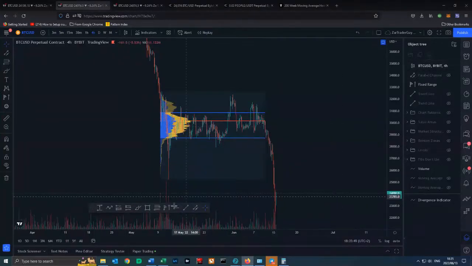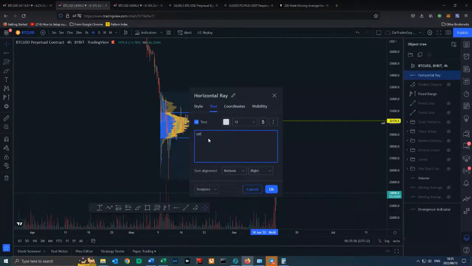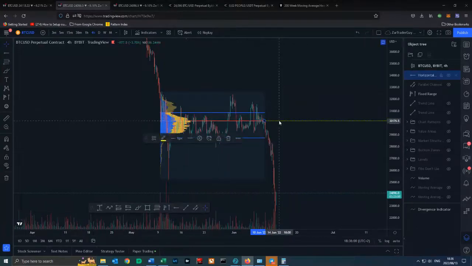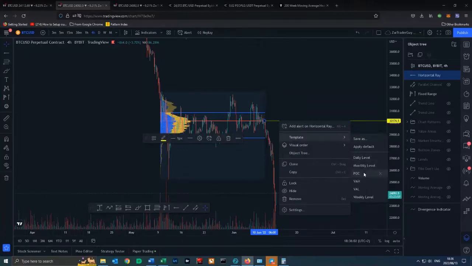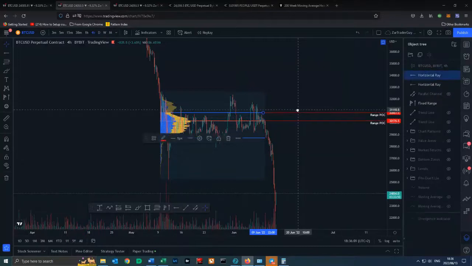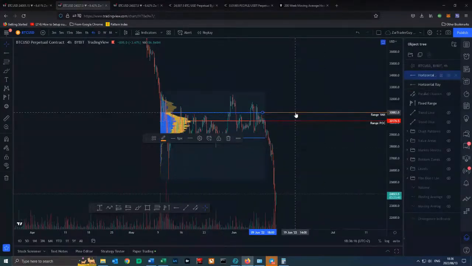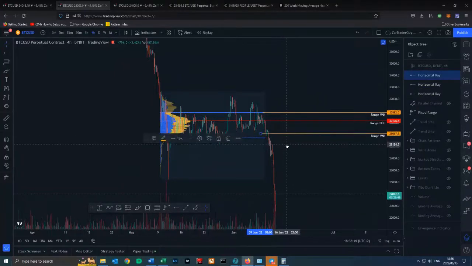So what I go and do, I go and mark those levels. First, I mark my POC, and you can change the colors, and you can put text in there, whatever you want. But to shorten the process, I like to make my POC in a red, and I've made a template for it. And what I'm going to do is mark the value area high and change that. There it is. And I'm going to mark the value area low. Right there.